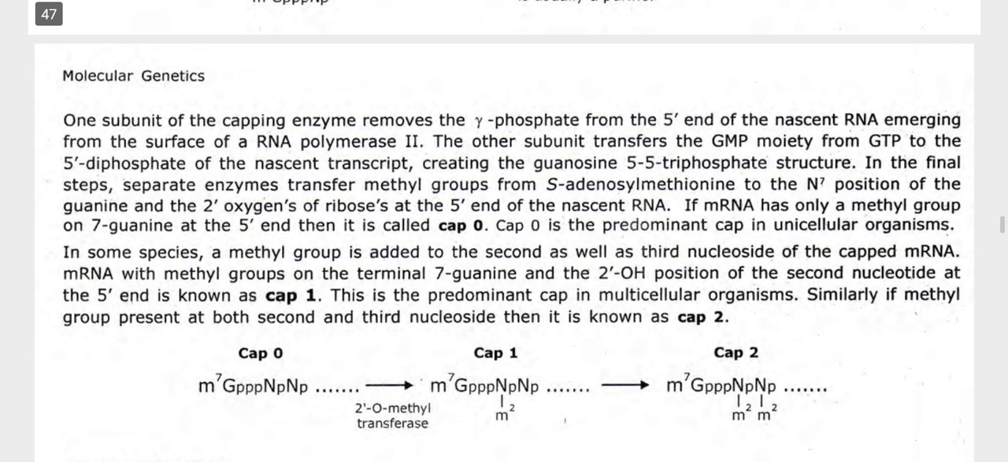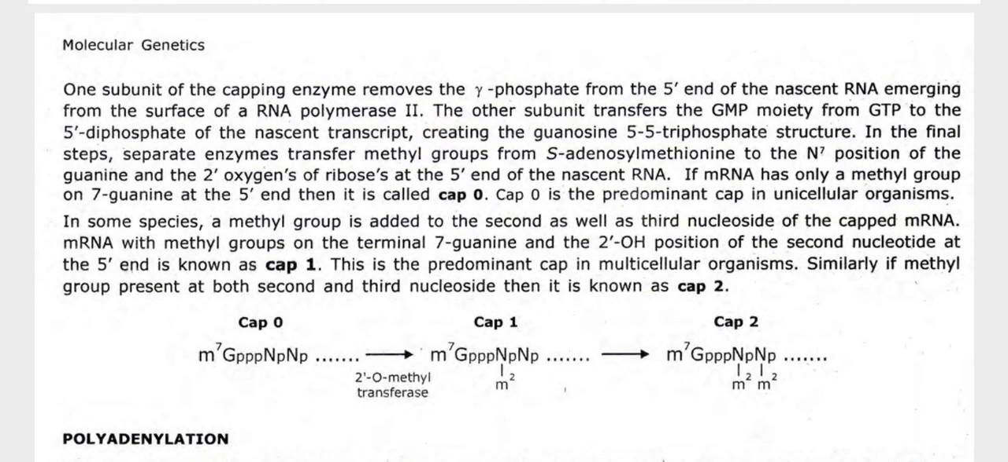One subunit of the capping enzyme removes the gamma phosphate from the 5' end of the nascent RNA emerging from the surface of the RNA polymerase II. The other subunit transfers the GMP moiety from GTP to the 5' diphosphate of the nascent transcript, creating the guanosine 5' triphosphate structure. In the final step, separate enzymes transfer methyl groups from S-adenosyl methionine to the N7 position of the guanine and the 2' oxygens of ribose at the 5' end of the nascent RNA.